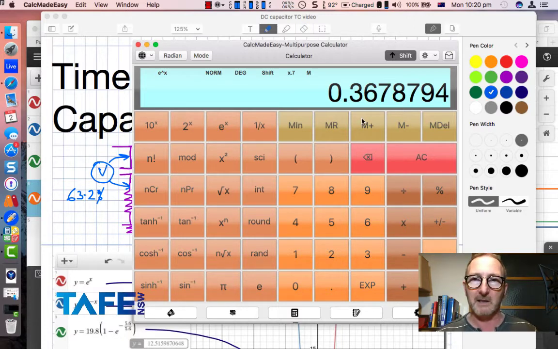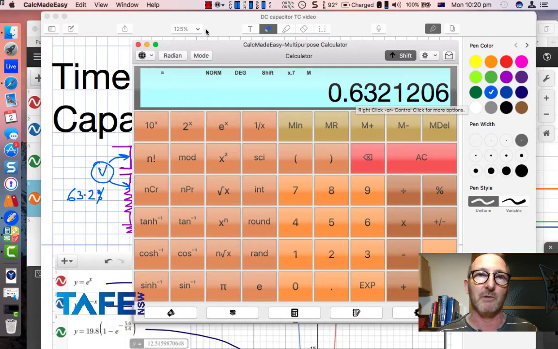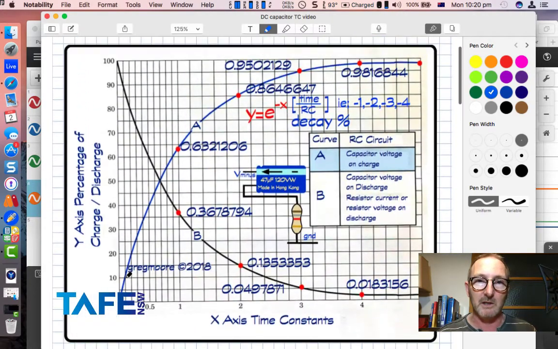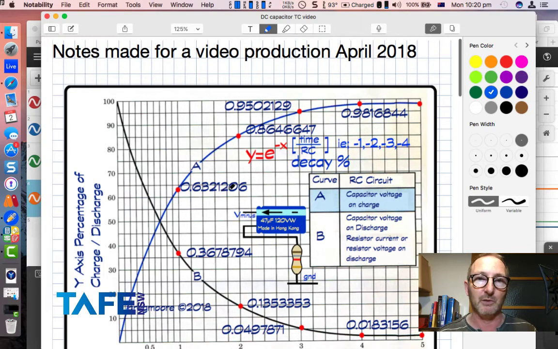To take that away from 1, the easiest way on this calculator is just to go minus in front and then add 1 to it, and bingo, 0.6321206. And that takes us back to the chart. That's that 0.632 number that we always talk about, 63.2%.